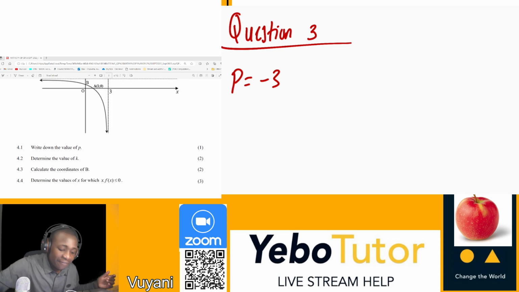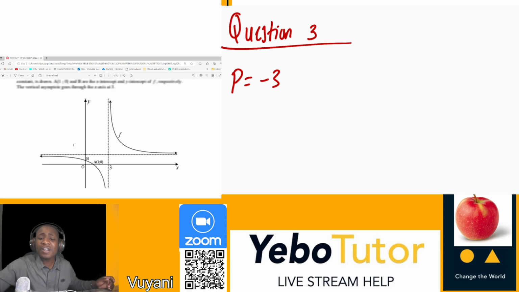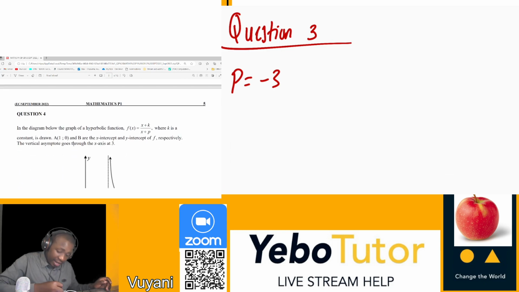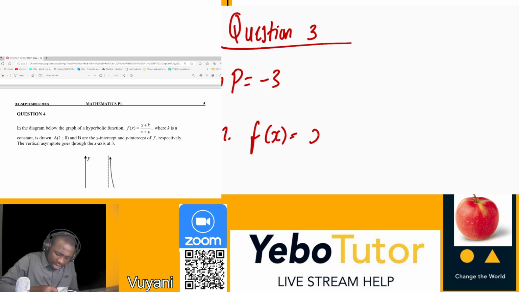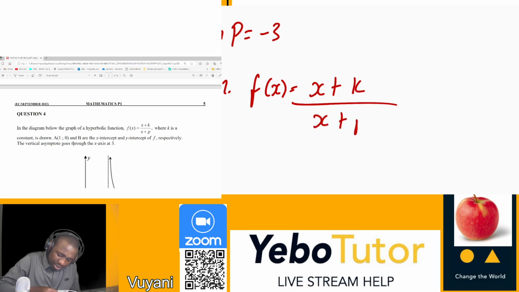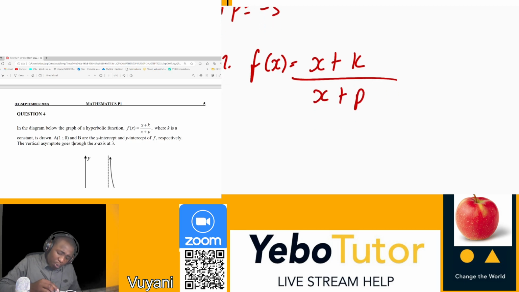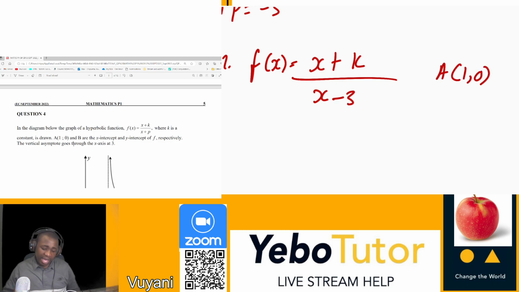Originally they've given us this function. We are given f of x. This is 4.1, and this is now 4.2. They say f of x is equal to x plus k all divided by x plus p. We now know the value of p is -3. They also give us the coordinates (1;0) of A, so this is our x and this is our y value.